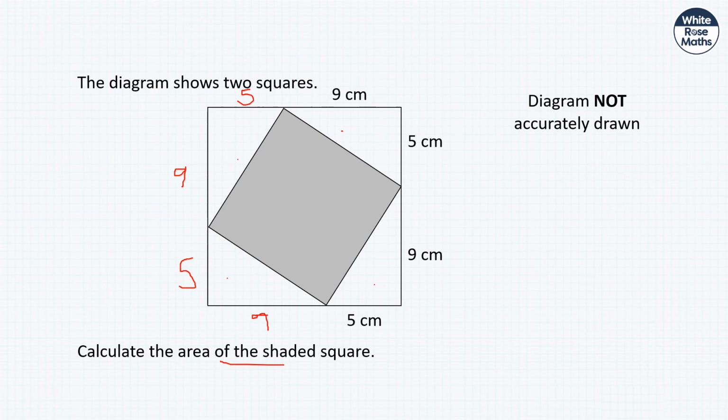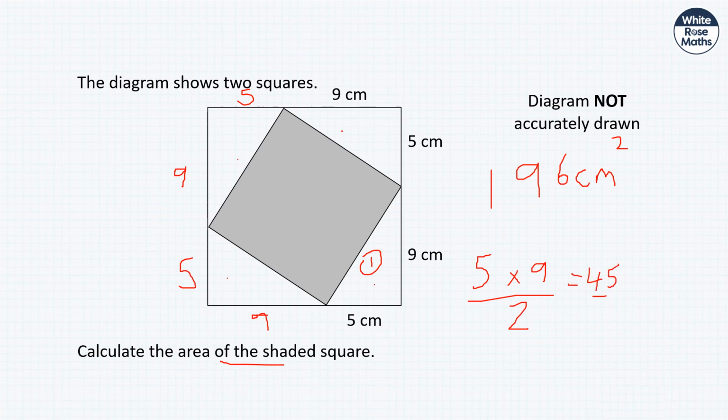So the total area of the whole square is 14 times 14, which is 196 centimeters squared. The area of one triangle will be 5 times 9 divided by 2, so I will get 45 halves centimeters squared. I've got 4 lots of that, so I'll do 45 over 2 times 4.